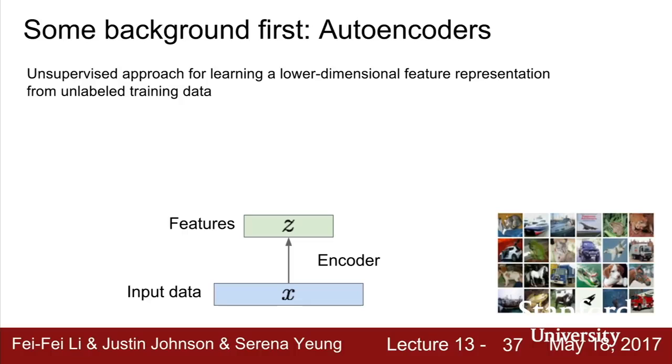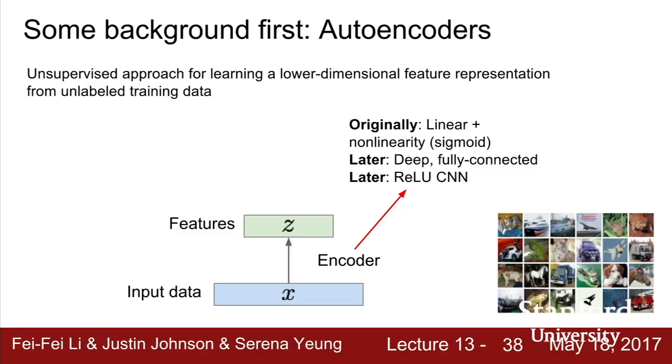Right, so in this case, we have our input data x, and then we're going to want to learn some features that we call z. And then we'll have an encoder that's going to be a function mapping from this input data to our feature z. And this encoder can take many different forms, right? We generally use neural networks for this. Autoencoders have been around for a long time. So in the 2000s, we used linear layers with nonlinearities. Then later on, we had fully connected, deeper networks. And then after that, we moved on to using CNNs for these encoders, right?